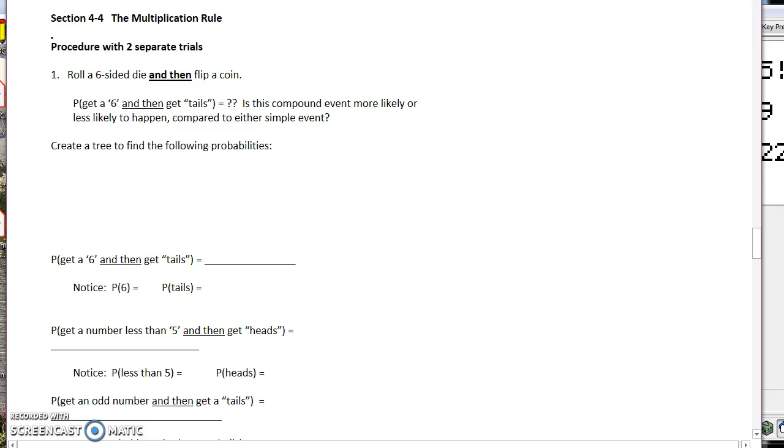So we can see that this is no longer one specific outcome. We have two things that are happening. So we're going to roll a die and we want to get a 6 and then we want to get a tails. So we're going to create a tree diagram to help find these probabilities.